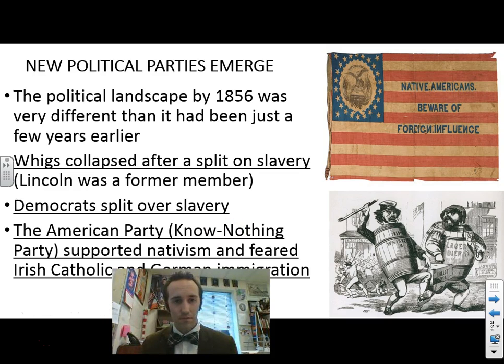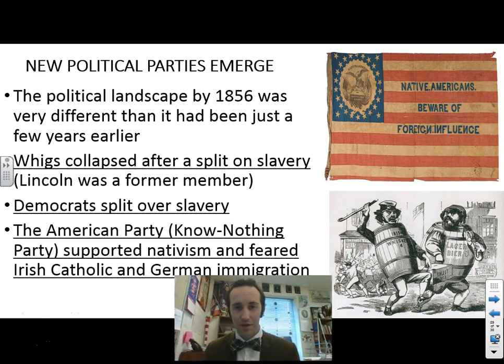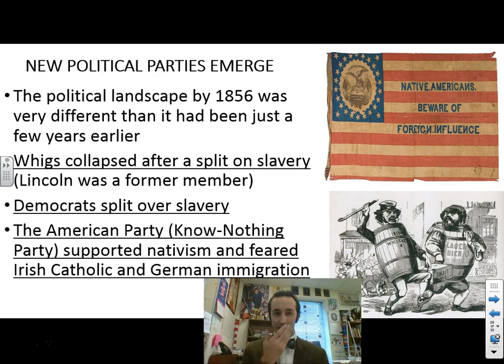We also see some new political parties rise up as we get new issues as we change. And so the landscape had changed. The Whigs was the former major party, and the Whig Party just died out. They split between the North and the South. Northern Whigs didn't want slavery, Southern Whigs wanted slavery. They split apart so they could never win an election again, and they died out.